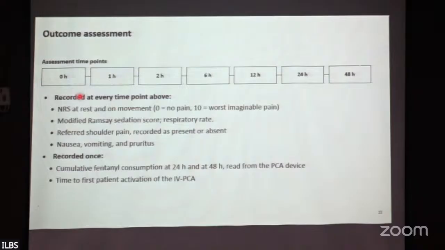Outcome assessment: the outcomes were assessed at the following time points and recorded at every time point. Numerical rating score at rest and on movement was assessed. Modified Ramsay sedation score and respiratory rate. Referred shoulder pain recorded as present or absent. Nausea, vomiting and pruritus. The following parameters were recorded once, that is fentanyl consumption at 24 hours and 48 hours, read directly from the PCA device, and time to first patient activation of the IV patient-controlled analgesia.